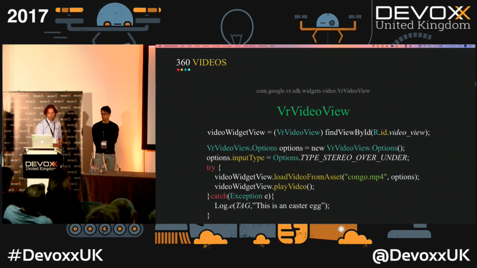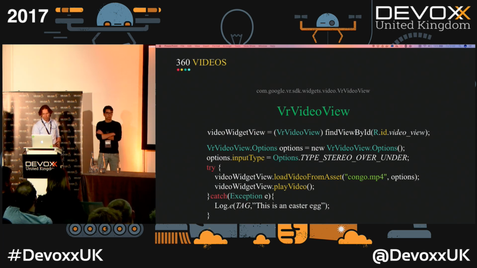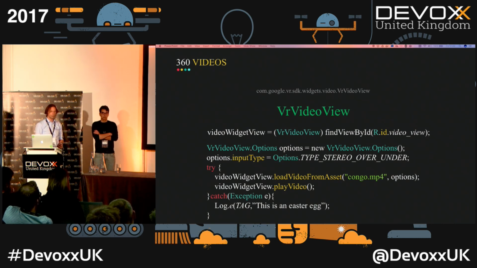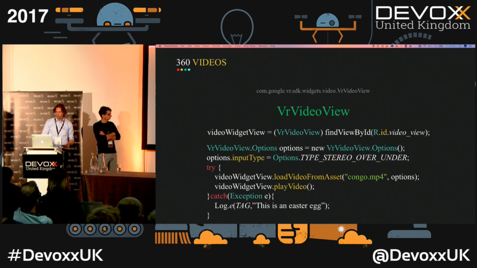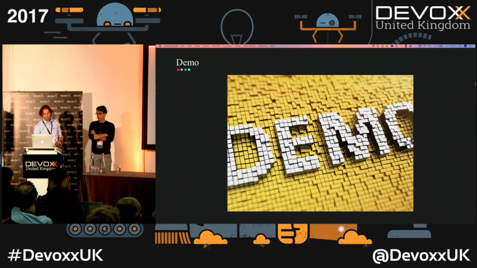And again, same here, the option stereo over under 360 video, you need to use that. And then you can load the video from the assets, and it can either be a local packaged file, or you can refer to something that's on the internet. And then you play it. And that's basically how you do the 360 videos and the 360 pictures. It's very simple. So within a couple lines of code, you're busy.